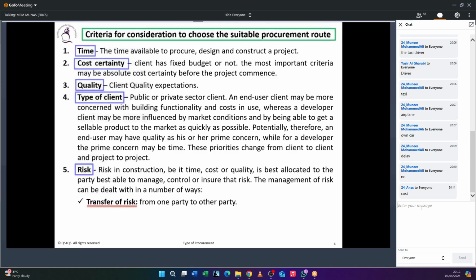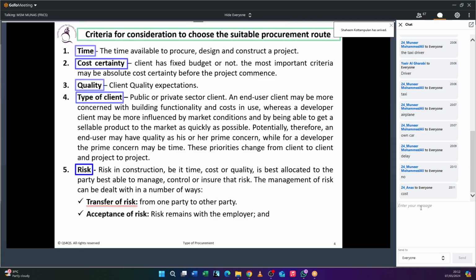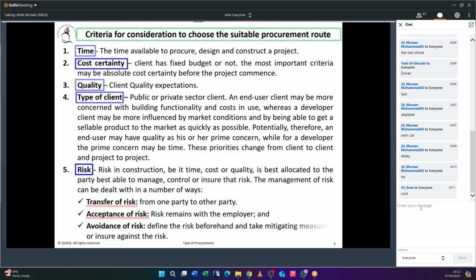So when it comes to risk, some procurement routes will transfer the risk. Let's say the design and build procurement route: the design risk is transferred to the contractor. Sometimes you have to accept the risk under the Red Book, the traditional procurement route. The employer accepts the design risk. So sometimes you have to accept the risk, sometimes you can avoid the risk. If the client doesn't want to be involved, he can give the design responsibility to the contractor.